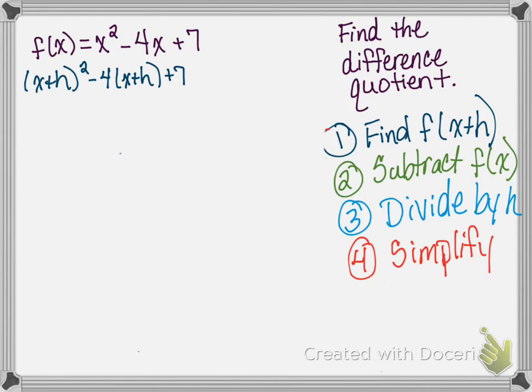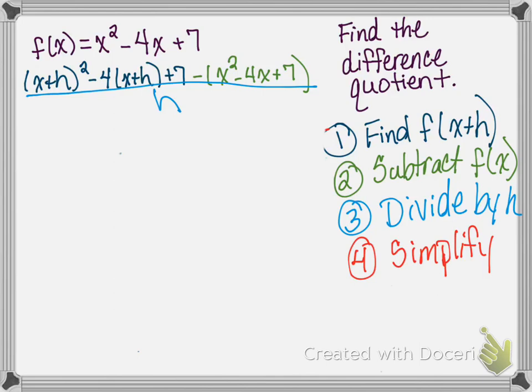Then, my next step is to subtract my original function. So I am subtracting all of it: x squared minus 4x plus 7. Those parentheses are important because I've got to distribute that minus to the whole thing. Now I am going to divide. I'm dividing everything by h. Now we've got to kind of make sense of all of this.